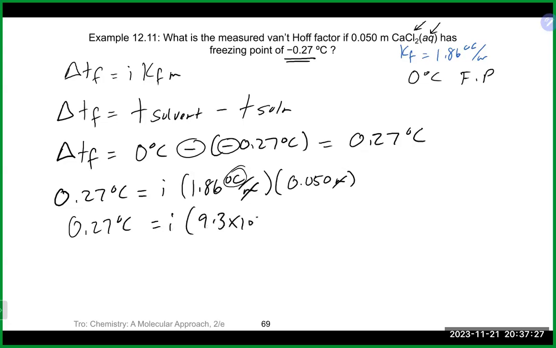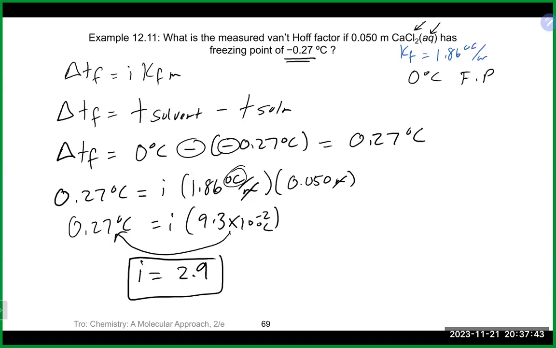9.3 times 10 to the minus 2. Clearly, I got my calculator in scientific notation at this point. We're going to then divide this to the other side. So that's going to be 0.27 divided by that, and that will give us an i of about 2.9 in this case, experimentally found.